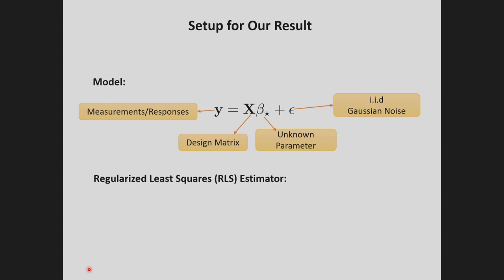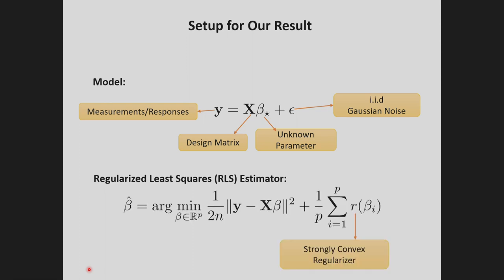We would like to study the universality properties of regularized least squares estimators. These are estimators that minimize a cost function. The cost function has two parts. The first is the sum of squares errors between the actual measurements and the fitted measurements if the unknown signal was beta.